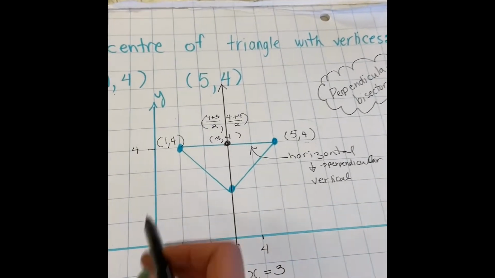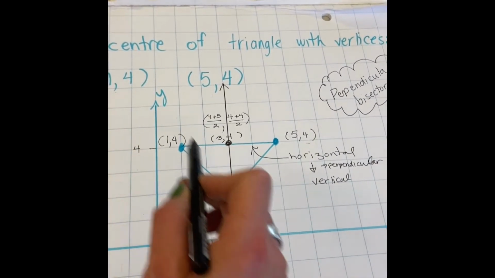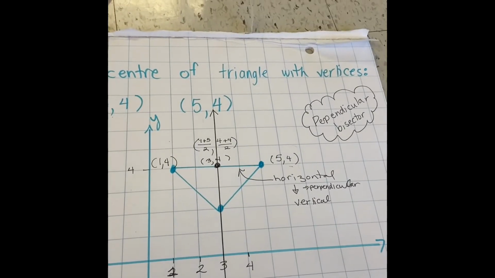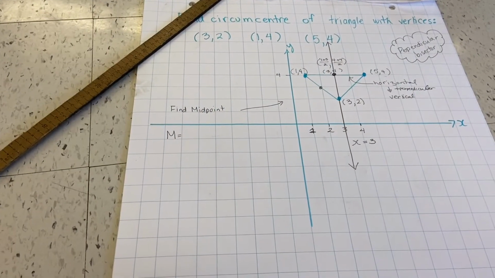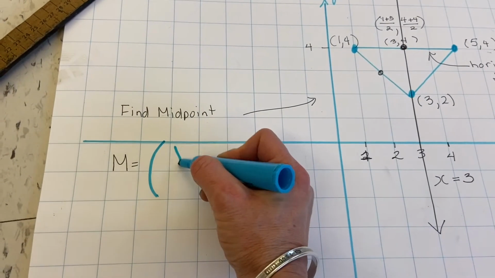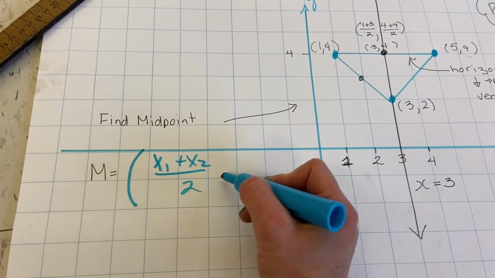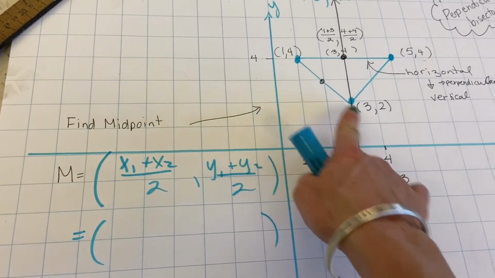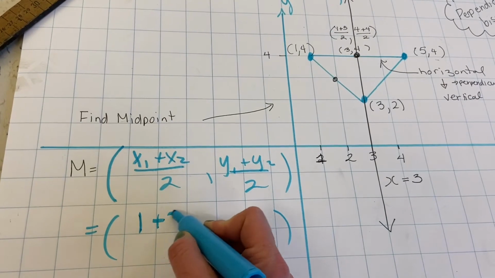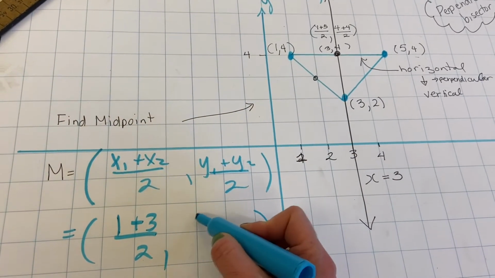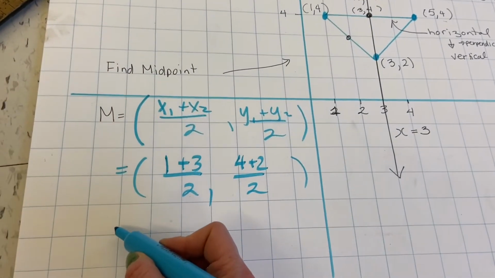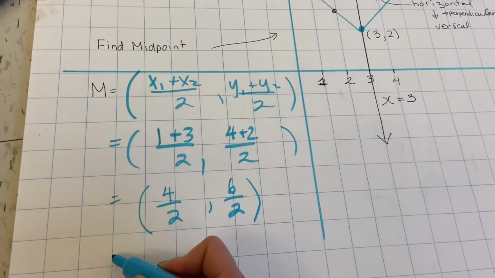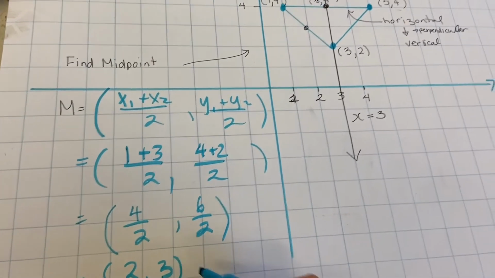What we need to do is find the midpoint of a second side of my triangle. I need to find the slope of that side, and then I need to find a slope that is perpendicular to that. So let's do that right now. I'm going to use my midpoint formula, which is (x1 plus x2) over 2, (y1 plus y2) over 2. I'm going to get 1 plus 3 divided by 2, 4 plus 2 divided by 2. My midpoint is going to be 4 over 2, comma 6 over 2, which is equal to (2, 3).